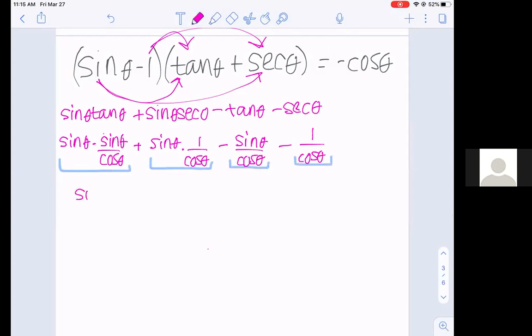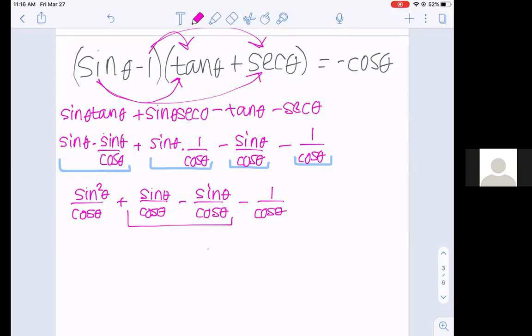So here the first term simplifies to sine squared over cosine. The second term is sine over cosine. The third term is sine over cosine. And the last term is just going to say 1 over cosine. Okay, my middle two terms actually cancel each other out. So I'm left with sine squared theta over cosine theta minus 1 over cosine theta. My denominators are the same, so I can just take my numerators and combine them.